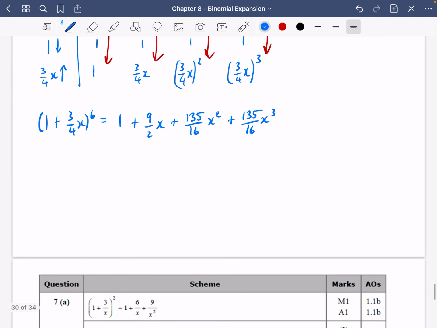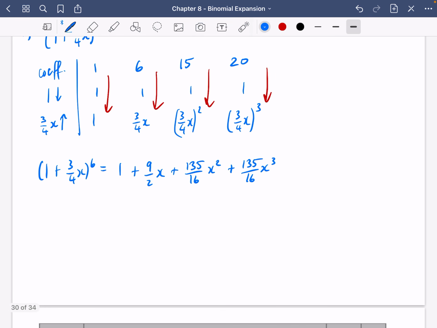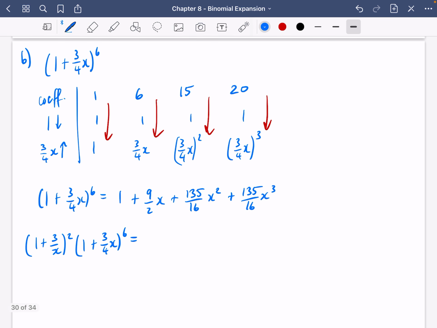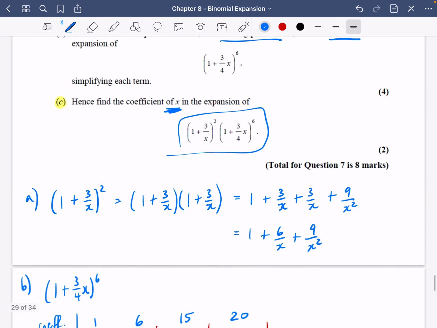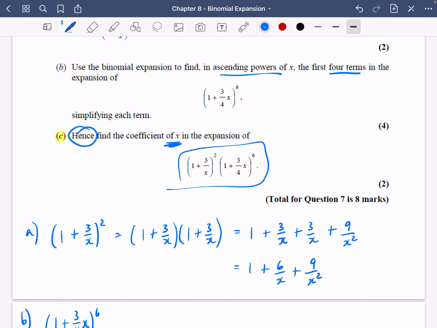So it wants you to multiply part A and part B together. So let's just actually think about that. I might need to add an extra page in here if I run out of space. They want you to do the expansion of this multiplied by this, and they just want to find out what the x part is. Well, it does have this very special word, hence. Hence means use A and B. Use the previous bits of the questions to do this.